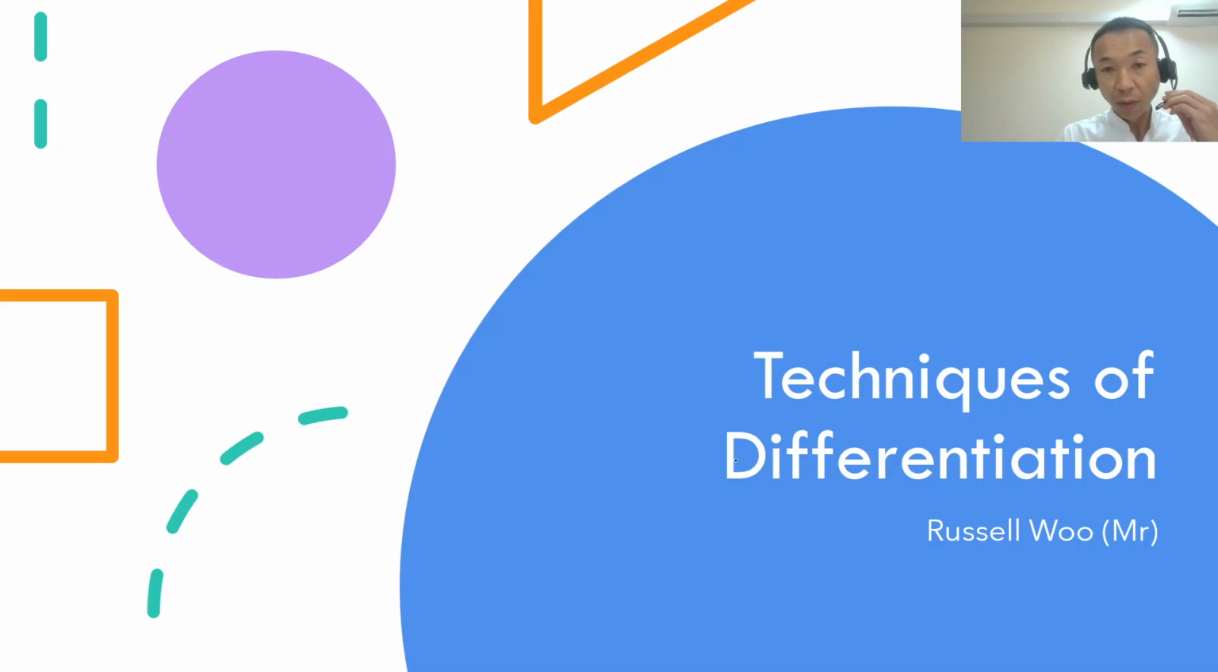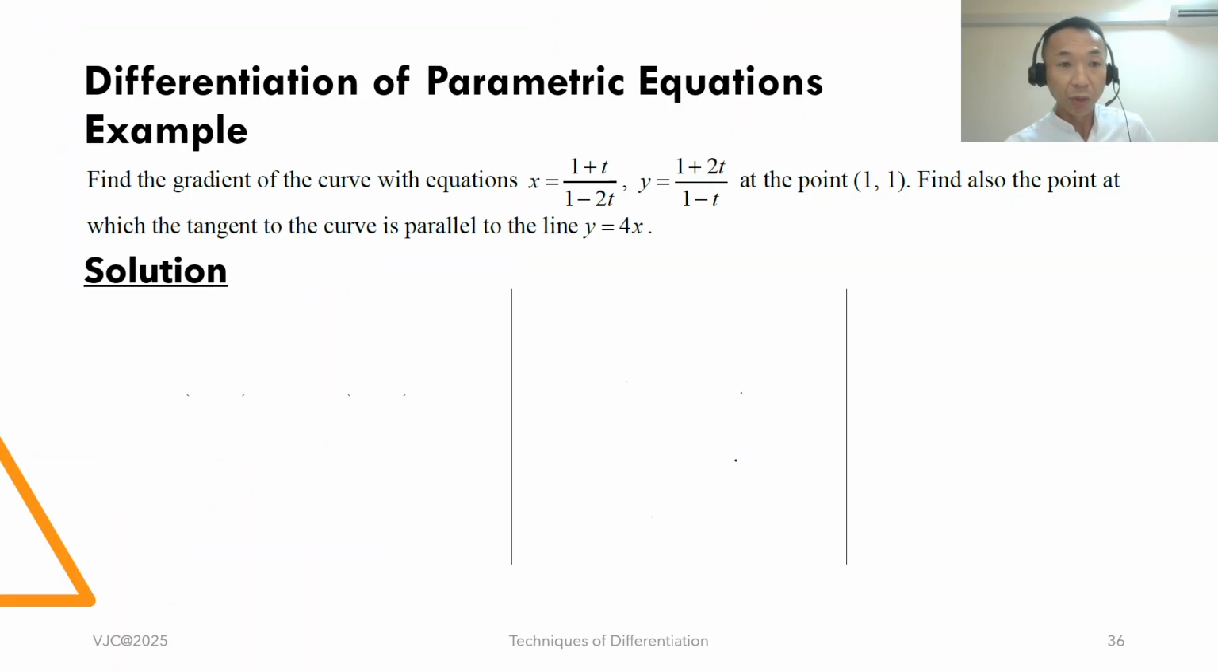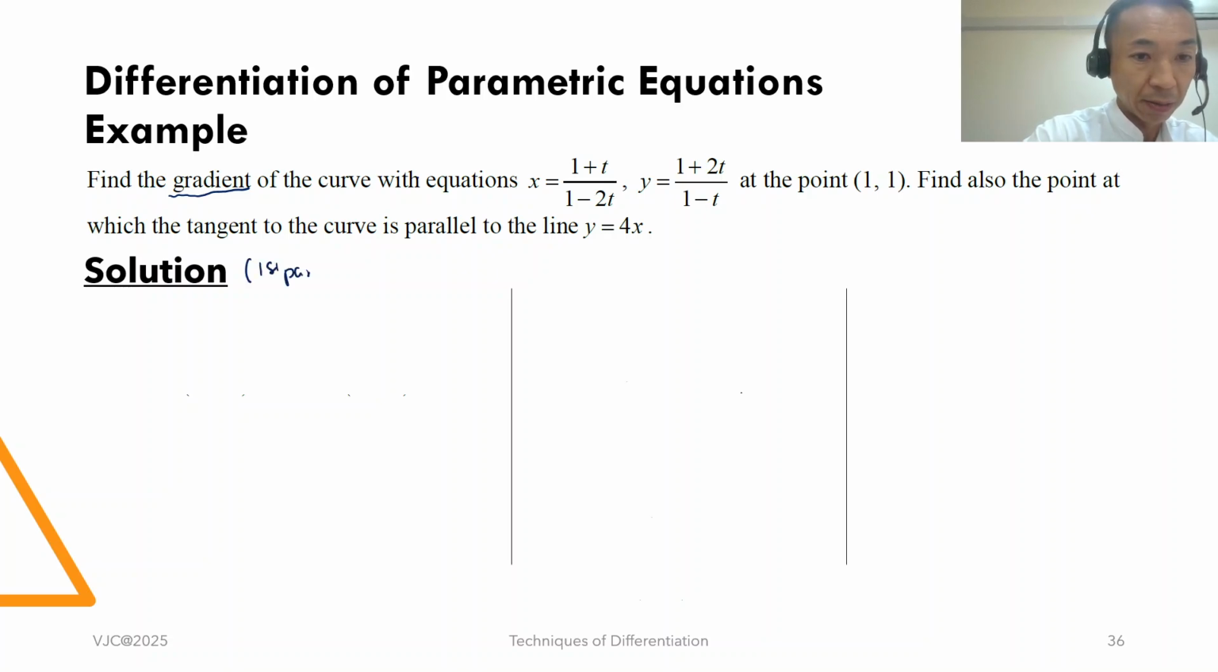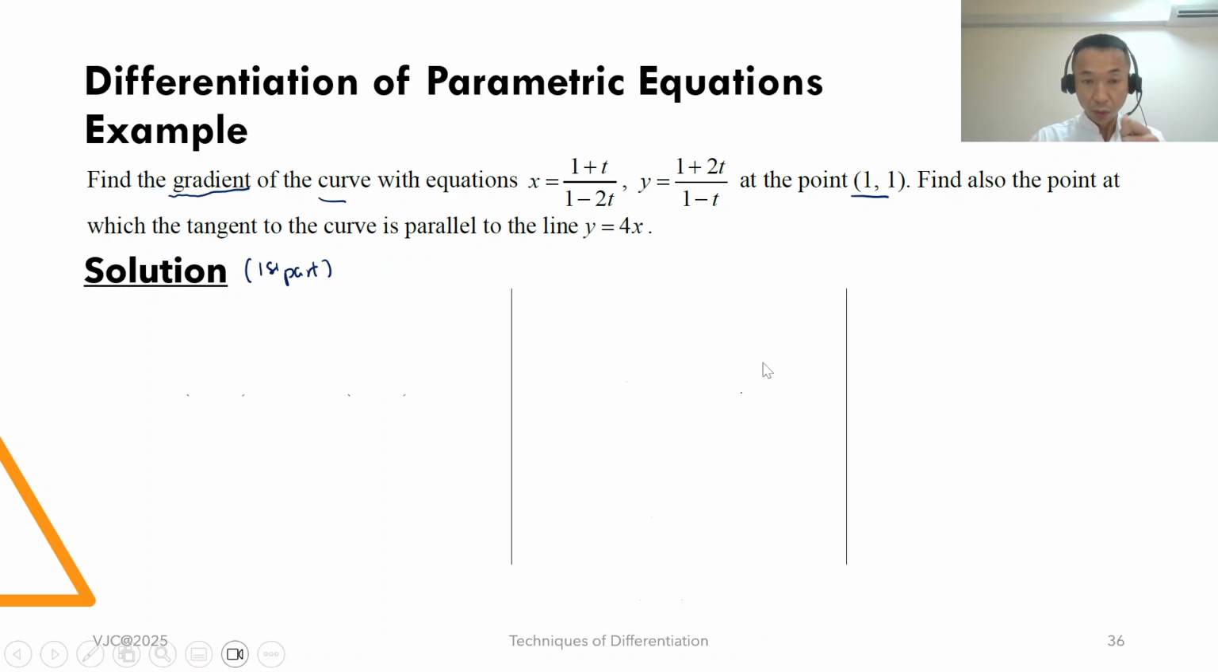Okay, we're going to take a look at one more example on parametric equations. This question has two parts. Let us solve the first part first, which is finding the gradient of the curve at the point (1, 1). Similar to the previous example, so I'm going to go through it a little bit fast.